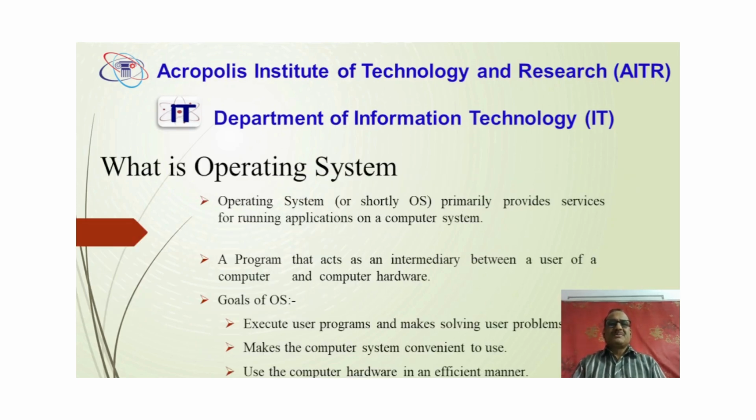So what is operating system? First of all, operating system, which is generally denoted as OS, primarily provides services for running applications on a computer system. A program that acts as an intermediary between a user and a computer. Basically, when a user is going to use the computer, it is going to access the hardware of the system. And how can it access the hardware of the system? With the help of operating system.